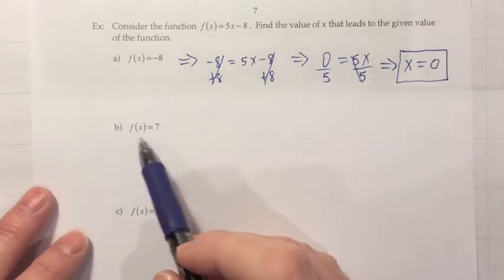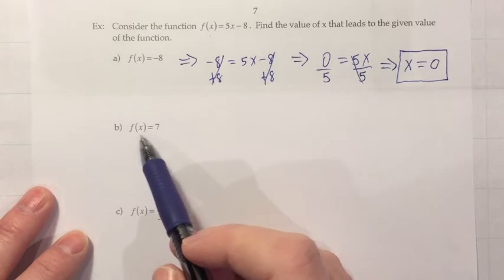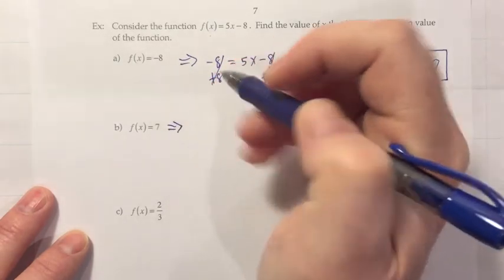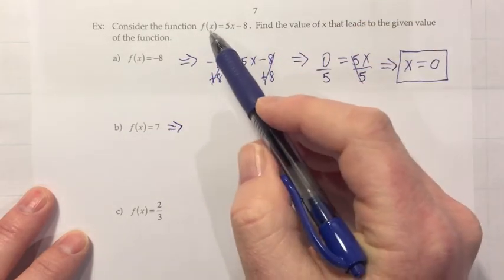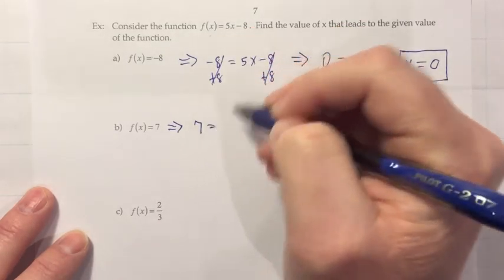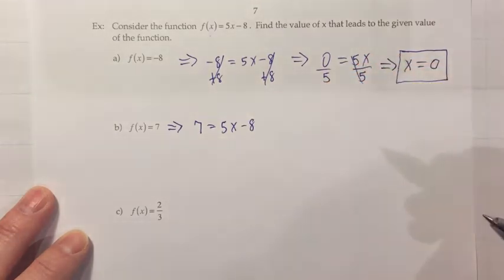So similar, on part B, f of x equals 7, or 7 equals f of x. So the 7's not inside, it's equal to f of x, so it's like a y value. But really, you can just think of it as a substitution. Instead of f of x, if f of x equals 7, we'll write a 7 right there. And then that's equal to 5x minus 8. And then we just do the algebra like on the last one.